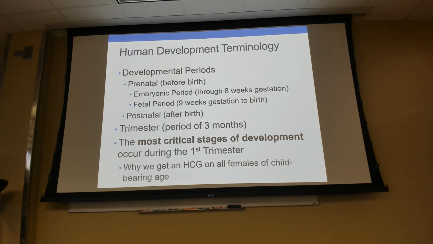There are 3 trimesters, another way to think about it. First, second, and third trimester, as most people are familiar with. The first trimester is going to have that embryonic period, so it's going to be the most important. This is again why we get the HCG on every female of childbearing age. Different ERs and clinics will have different protocols on that. I believe CMC's protocol right now is anyone over the age of 10 gets an HCG. There are 10-year-olds that could be of childbearing age, so 10 and up get an HCG for that very reason. We have to know if we have 1 patient or 2 patients on our hands.